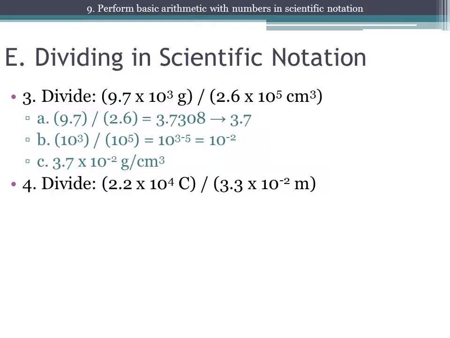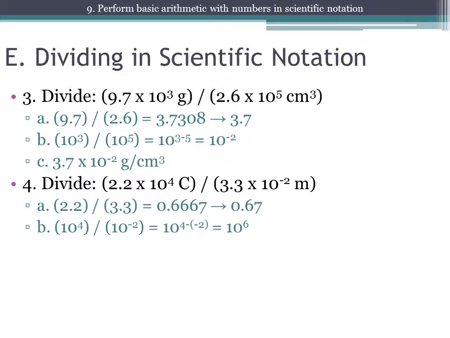Another example, divide our mantissas. We have 2.2 divided by 3.3. Again, 2 sig figs is what we'll get there, so that will round to 0.67. Our exponents, this is where some students have a little difficulty. We have 10 to the fourth divided by 10 to the negative second, so we're going to subtract a negative 2. 4 minus a negative 2 would be positive 6. So my exponent will be 10 to the sixth. That gives us 0.67 times 10 to the sixth.